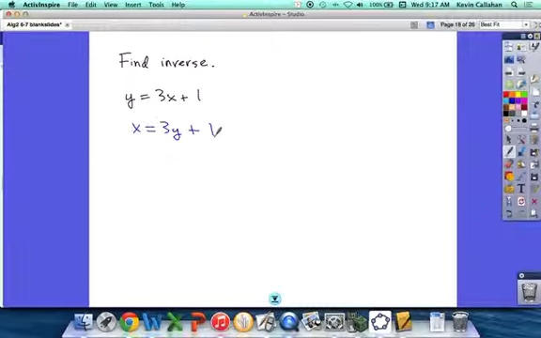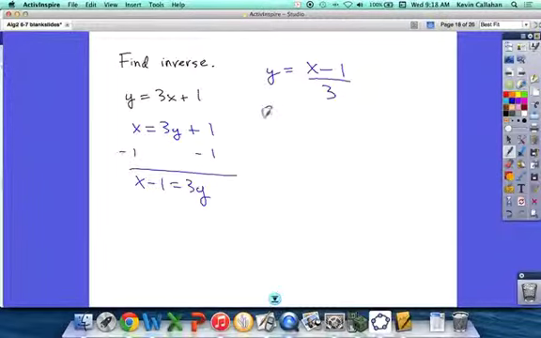Then what? Solve for y, okay? Isolate the y. Now this is algebraic. So what do I do to isolate the y? Subtract 1. X minus 1 equals 3y. One more thing. Divide by 3. Right, so we'll get y equals x minus 1 over 3. F to the minus 1 of x equals x minus 1 over 3.